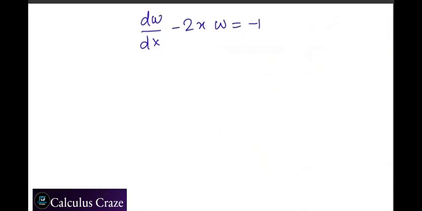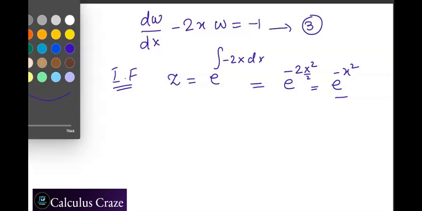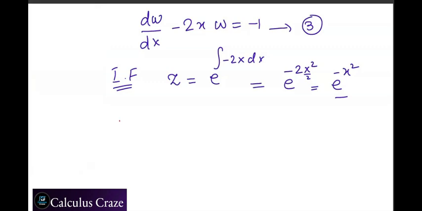So now we are left with an equation which is a linear equation, and its integrating factor, which I will write as z, is e to the integral of minus 2x dx, which is e to the minus 2 x squared by 2, so it is e to the minus x squared. So let's multiply this equation with this integrating factor. So this is equation 3. My equation 3 now will be this.